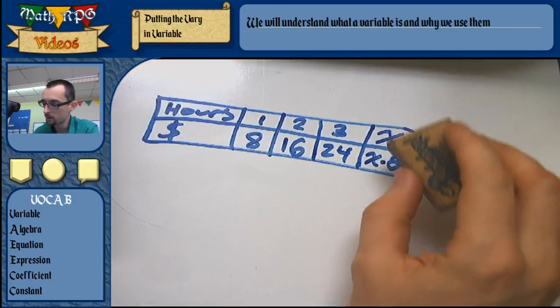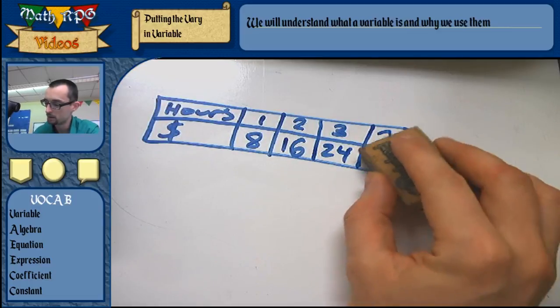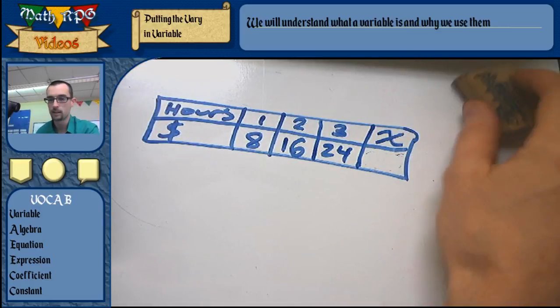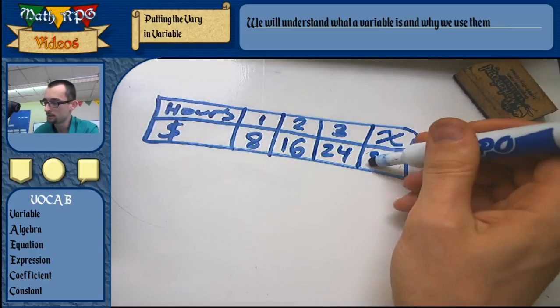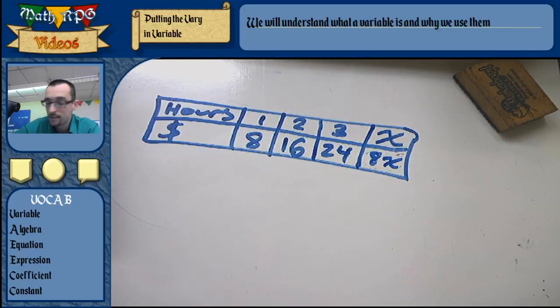Again, like I said in the last video, usually we don't write X times 8. They like to put the number in front and leave out any kind of times sign, so there it is, 8x. It's the same thing, X times 8, 8 times X, doesn't matter. So that's my pattern.